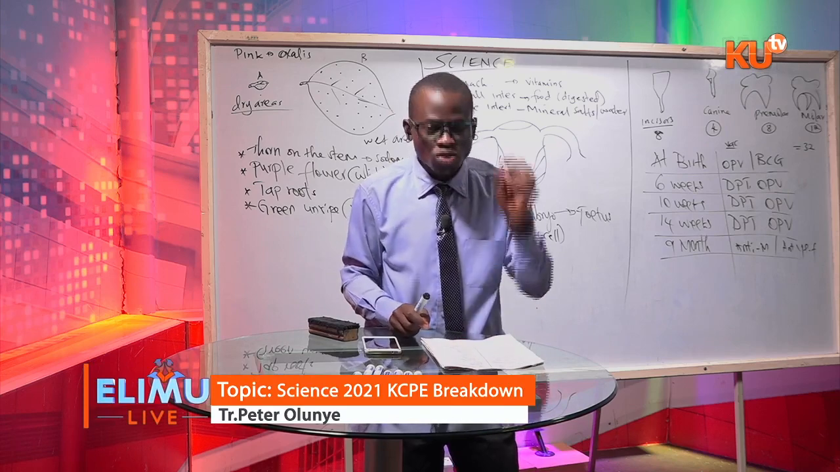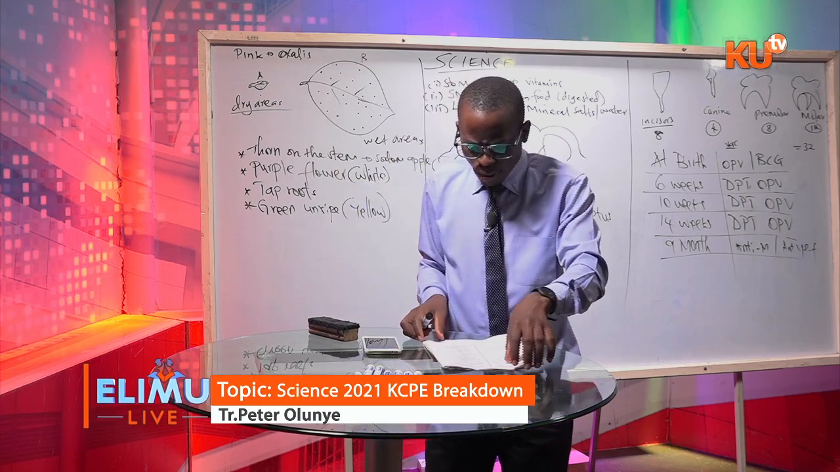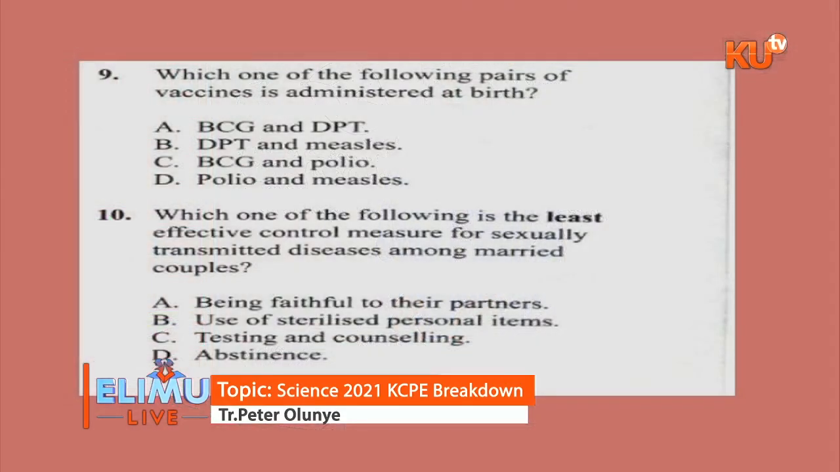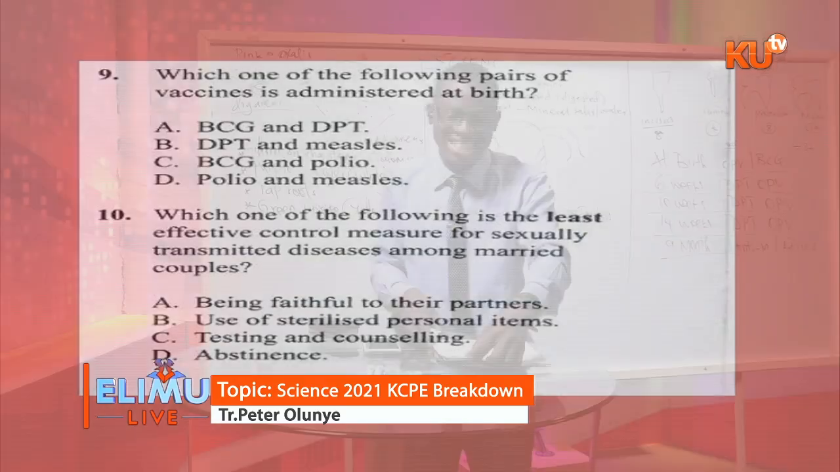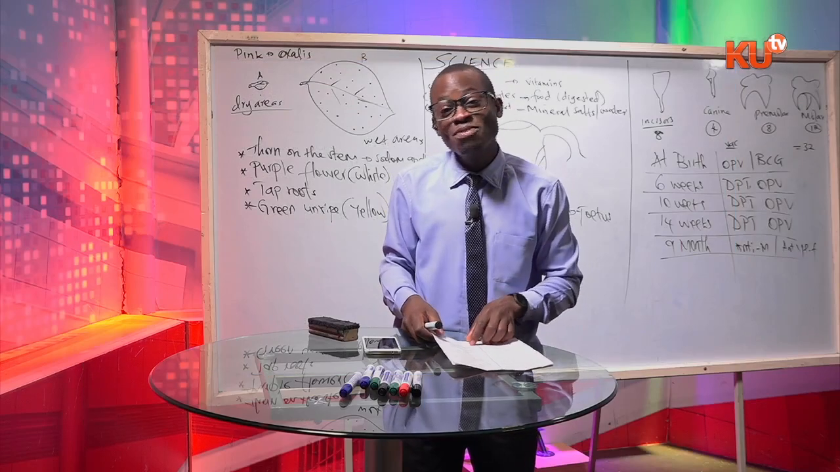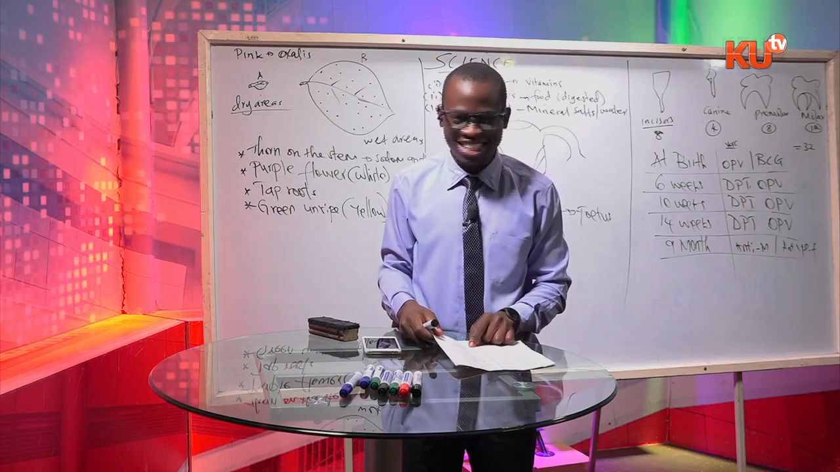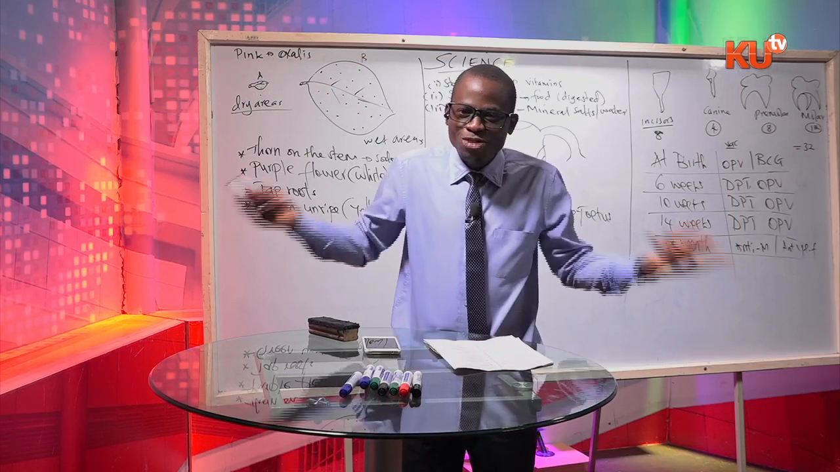their best. Let's go to choice 10. Question number 10, sorry. Which one of the following is the least effective control measure for sexually transmitted diseases among the married couples? Hey, boys and girls, are you married? Are you married? Not yet, definitely. Not yet. So, you are not married.